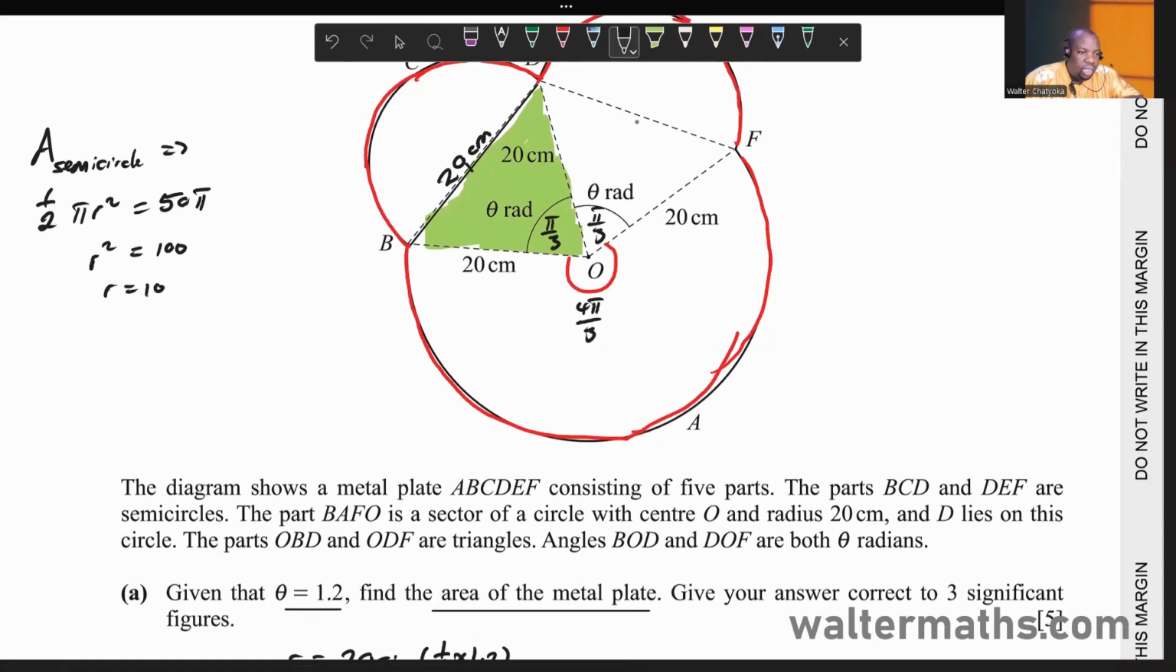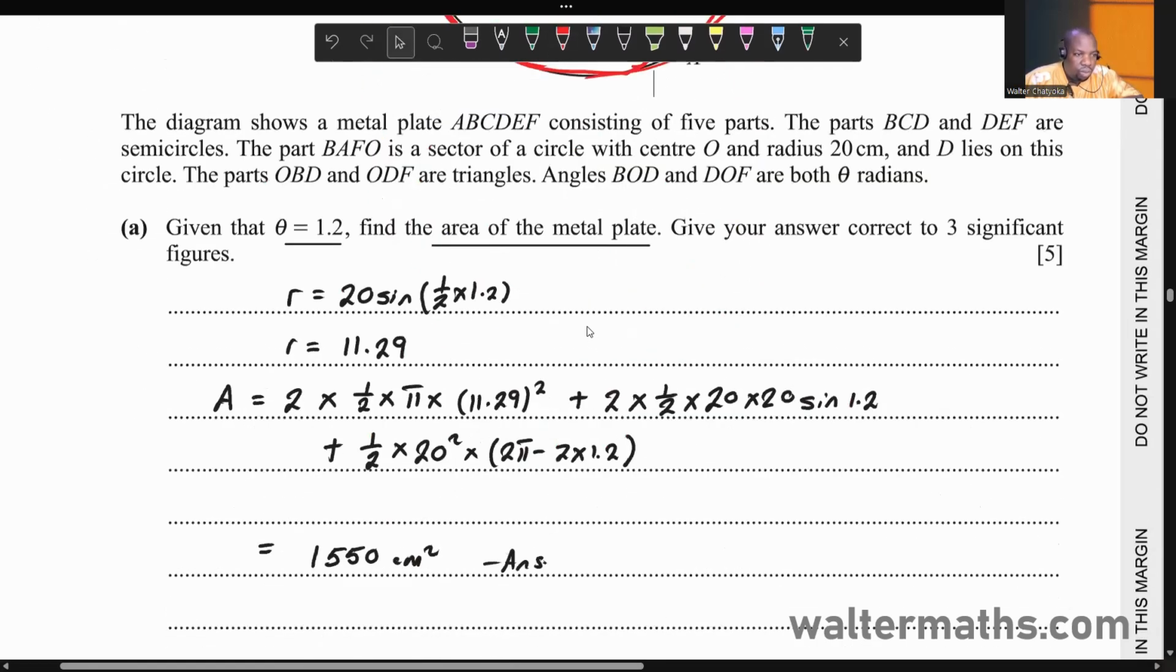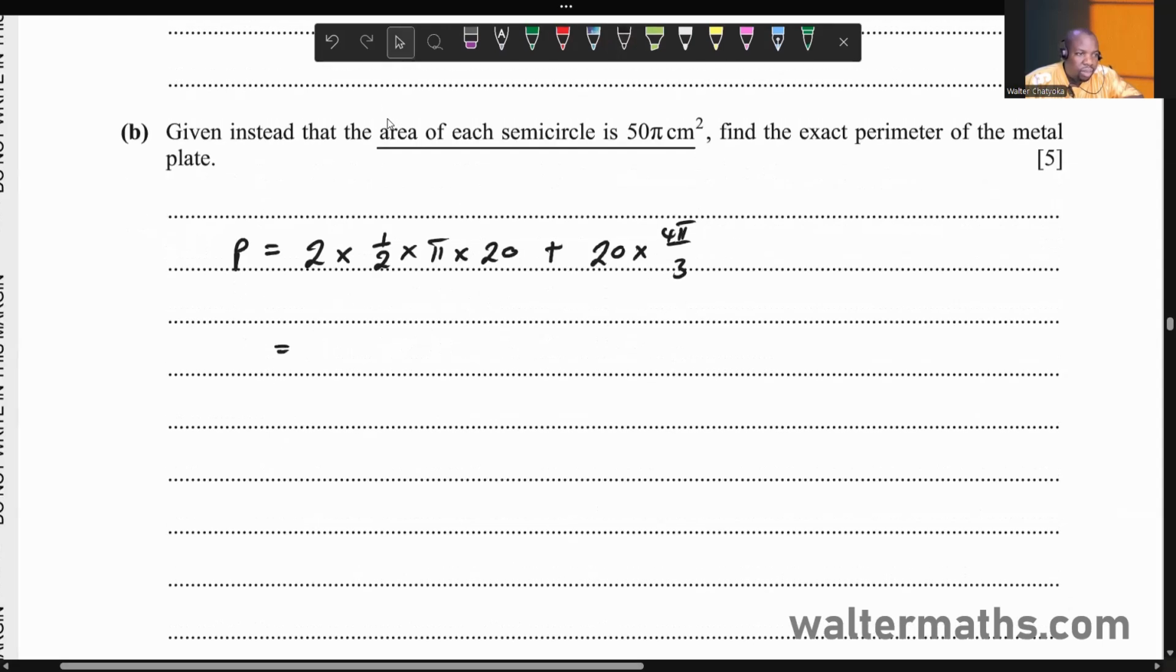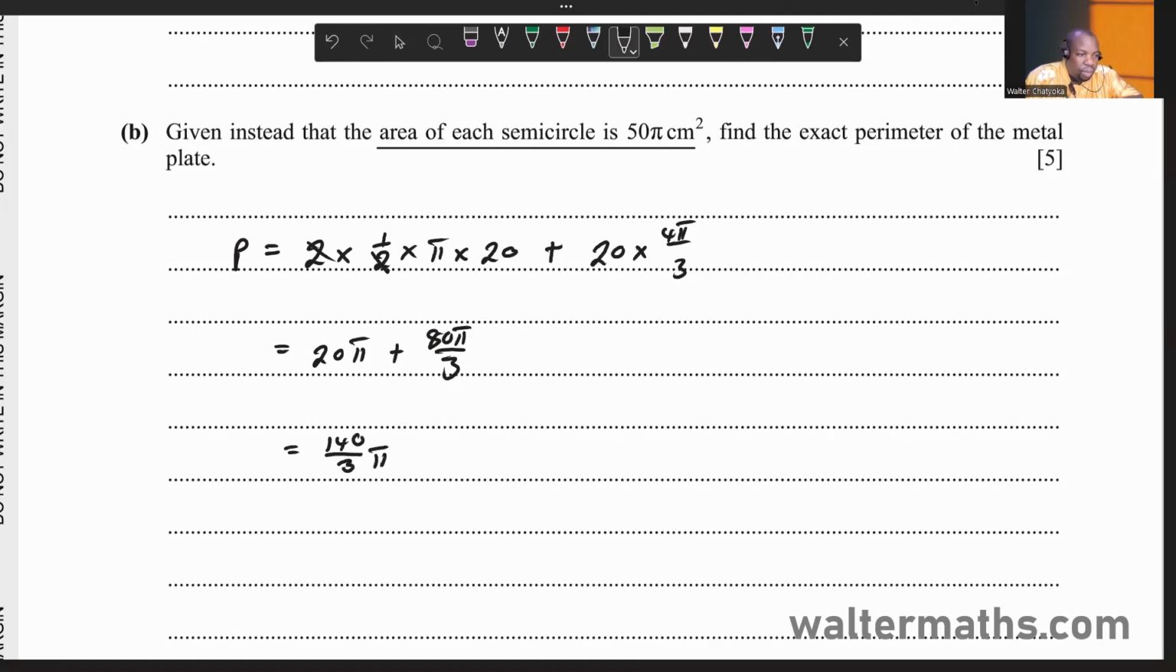To find the length of the arc for the major sector, we'll just say it's r theta. So 20 times 4 pi over 3, so that's going to be plus 20 times 4 pi over 3. For this, we can do the calculation. Actually, they say it's an exact perimeter. So we have 20 pi plus 80 pi over 3. And we get from the calculation 140 over 3 of pi. So that's the answer right here. Let's move on.